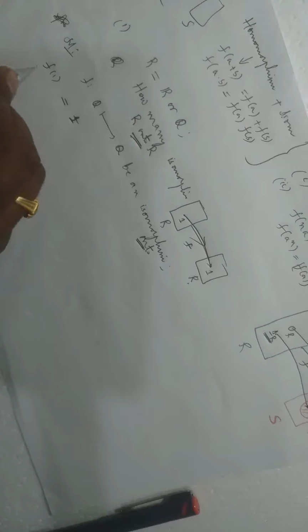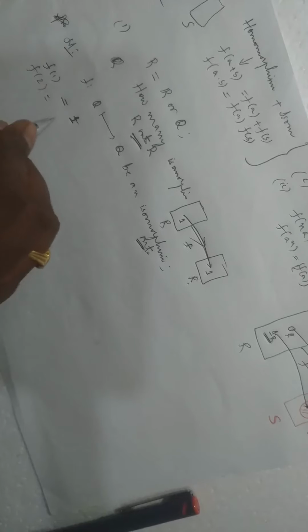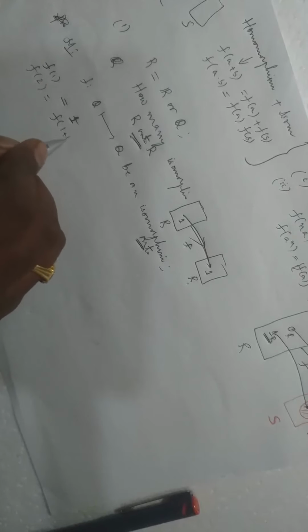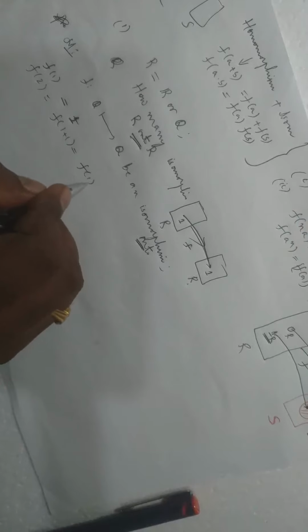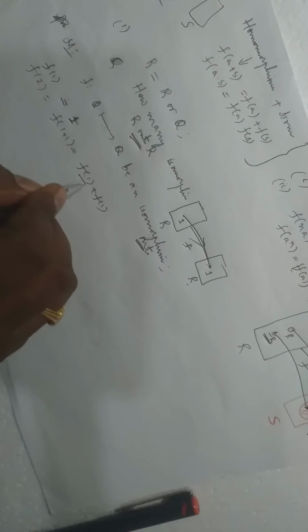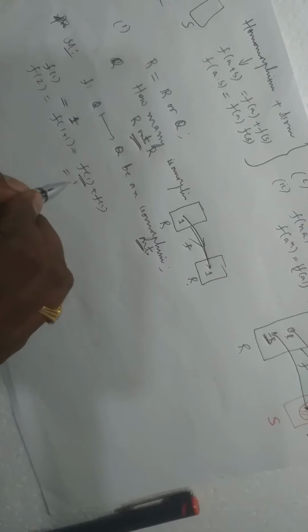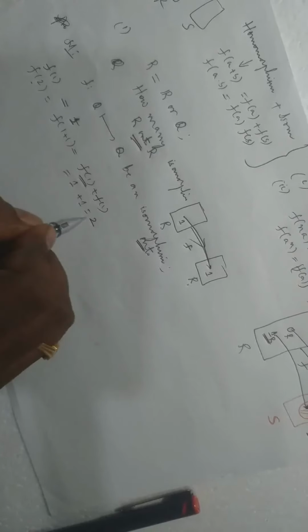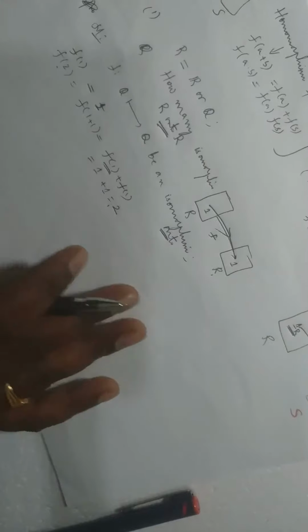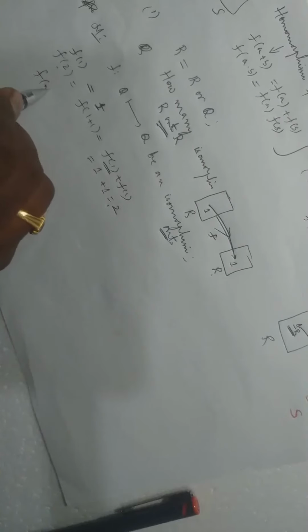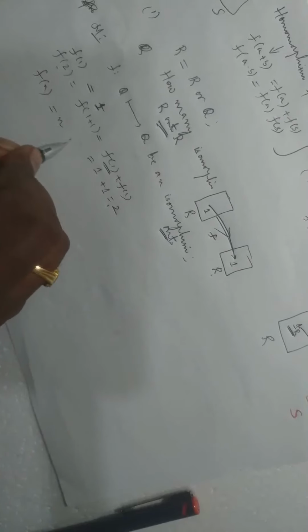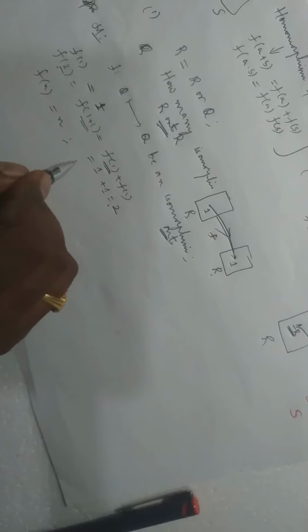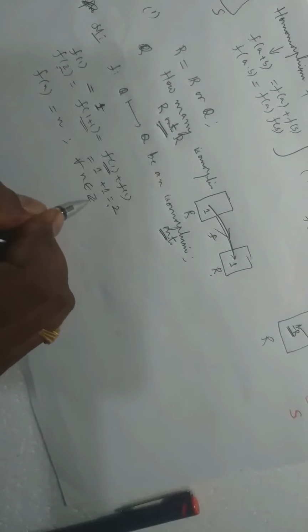Then if f of 1 is 1, what is f of 2? It is f of 1 plus 1, and again it is f of 1 plus f of 1. But what is f of 1? It is 1 plus 1, so this is 2. So f of 2 is 2. Similarly, what is f of 3? f of 3 is 3. So what is f of n? f of n is n. But here I can consider integers, for all n in integers.